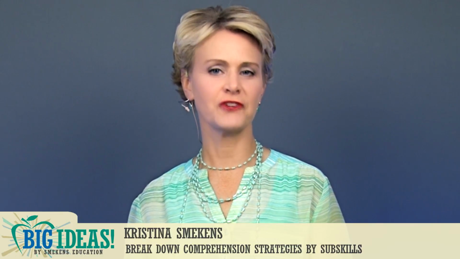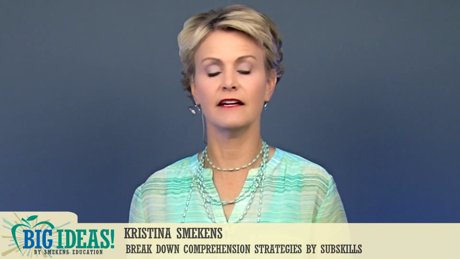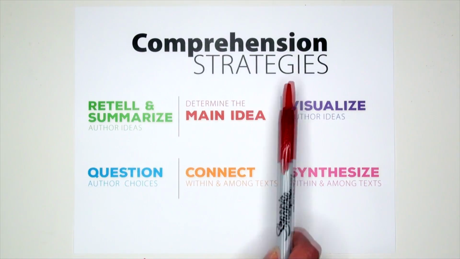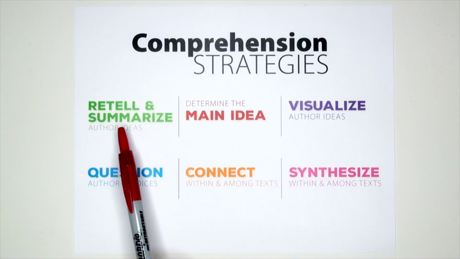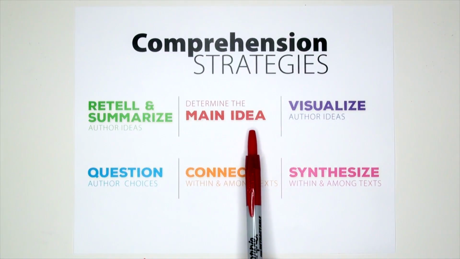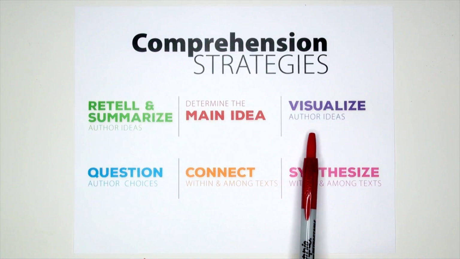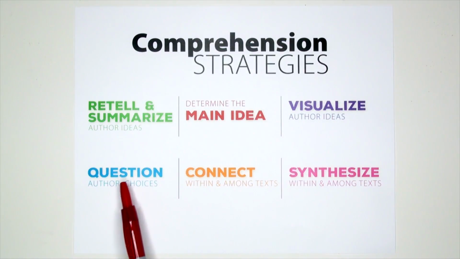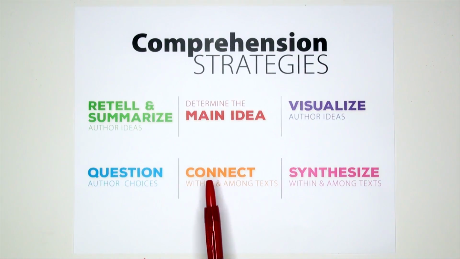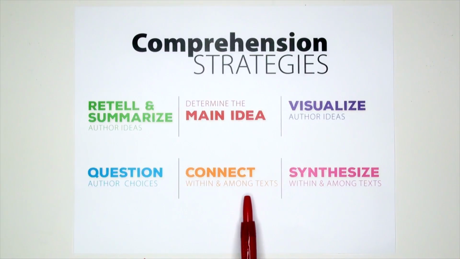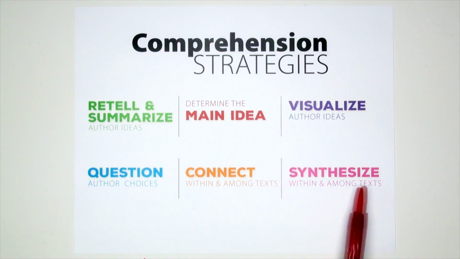Reading comprehension instruction shows students how to think about a text in various ways. These comprehension strategies include teaching them how to retell and summarize the author's ideas, how to determine the main idea of a passage, how to visualize author ideas, and even question and evaluate the author's choices. We then teach students to make connections during and after reading within that text and among others, and how to synthesize bigger ideas after reading.